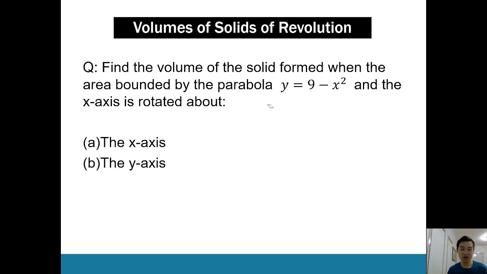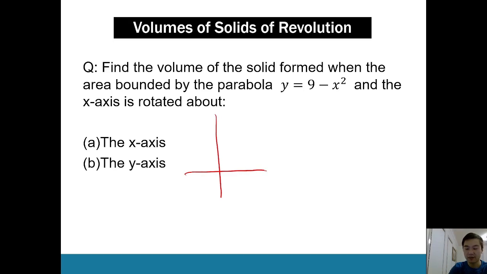So here's just a question we can do. We want to find the volume of the solid formed when the area bounded by the parabola y equals 9 minus x squared and the x-axis is rotated around, for part A, the x-axis, and for part B, the y-axis. For the purpose of making sure we get through more content, I'm just going to do part B, but you can attempt part A on your own if you want an extra question to do. So always draw a diagram.